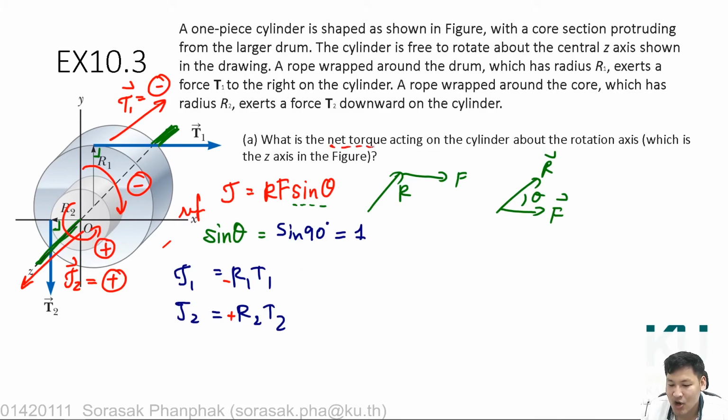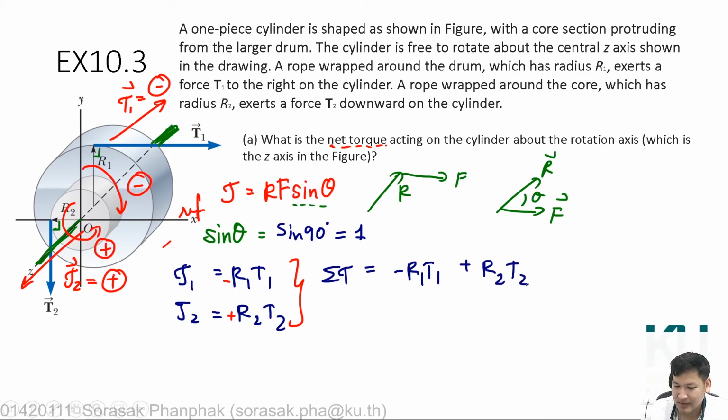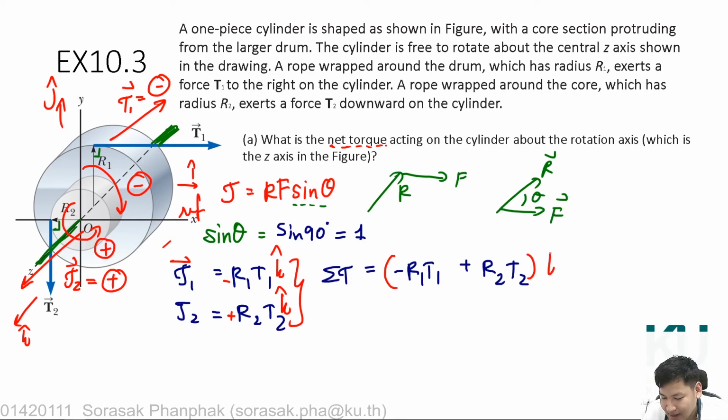So if you would like to find the net torque acting on this cylinder about the z-axis, I will write the magnitude first and I will show the vector later. The net torque here is minus R1 T1 plus R2 T2. Now, if you really would like to write it as vectors, you can see this is the axis in j direction, i direction, and also k direction. You can see the direction of T1 is pointing backward, so this is in the minus k direction. Vice versa, R2 T2 is pointing in the plus k direction.